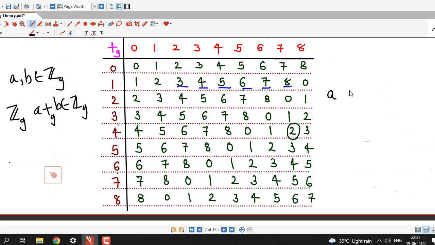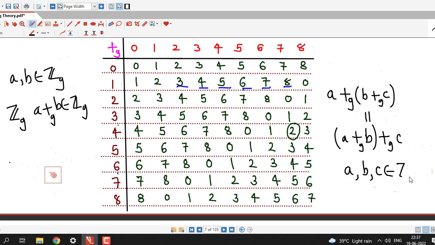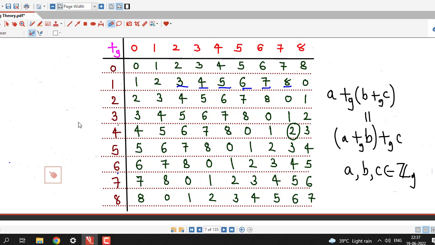Then we have to prove associative property. Associative property says that if we consider A plus B plus C with respect to addition modulo 9, grouped in either way, then the results must be equal for any three elements A, B, C of Z9. This will also be automatically satisfied because all these are integers, and for integers addition modulo is associative. We can simply check for particular values of A, B and C.